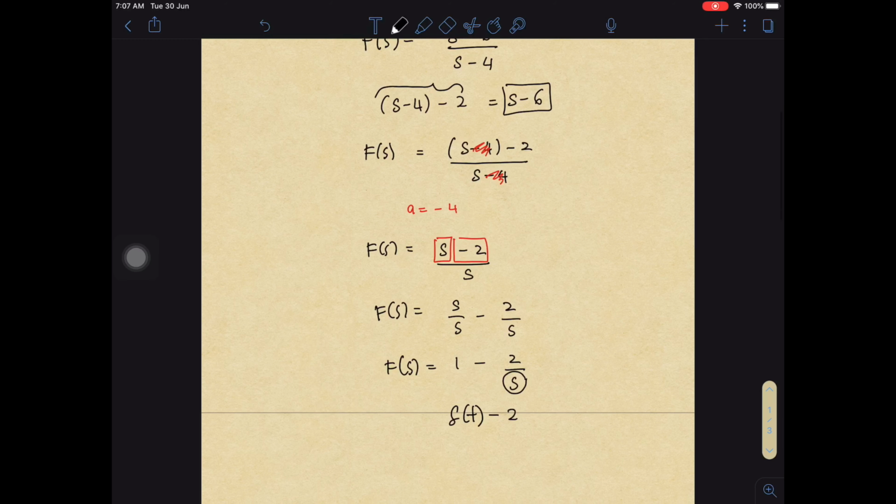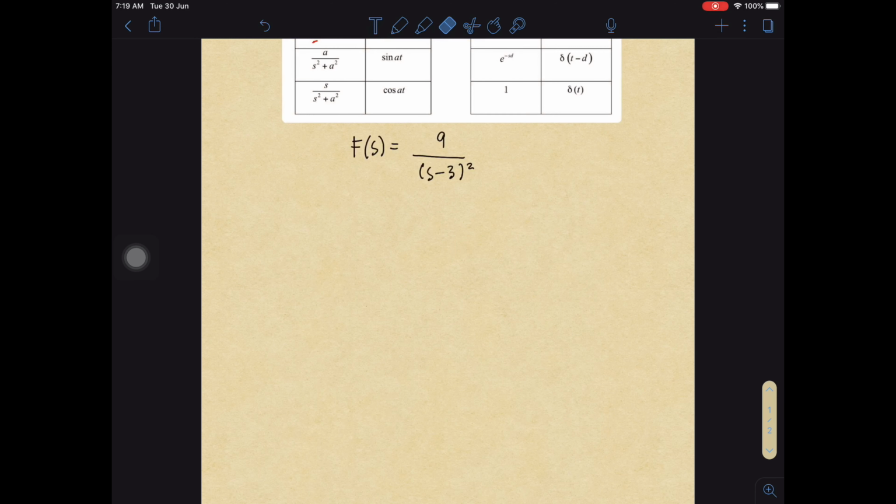Don't forget that your f(t) must be multiplied by an exponent, since we already took out the value of a here. Therefore, everything will be multiplied by exponent at. Your a is -4, therefore you have exponent -4t times delta t minus 2. This one is your f(t).